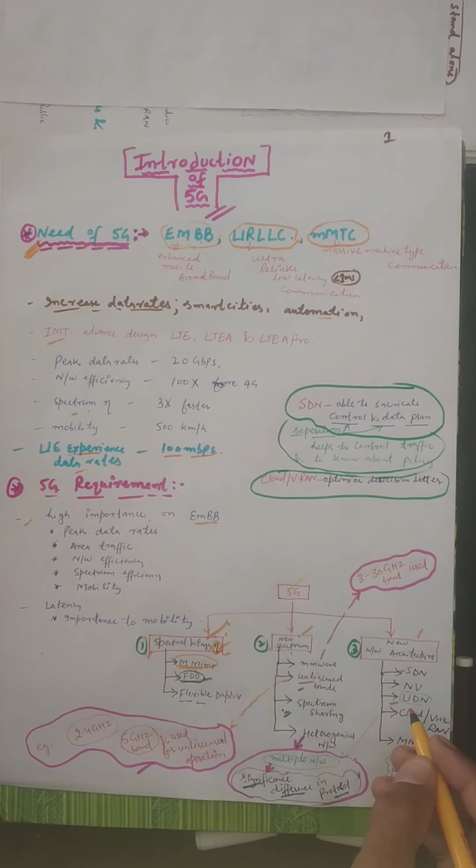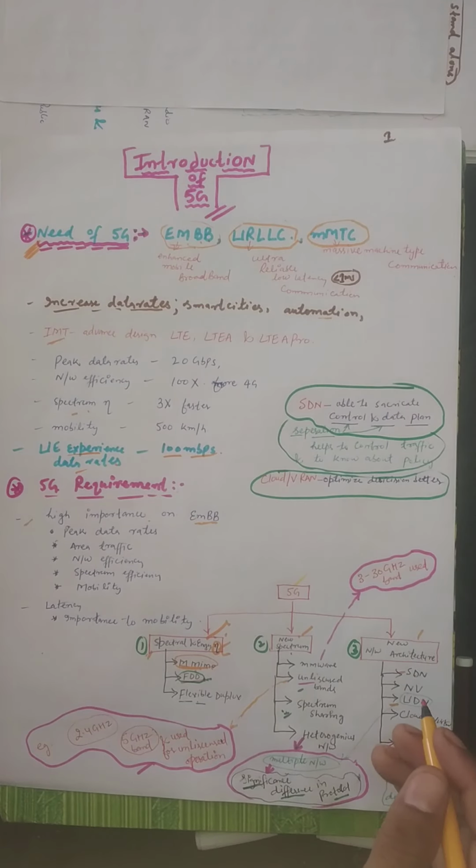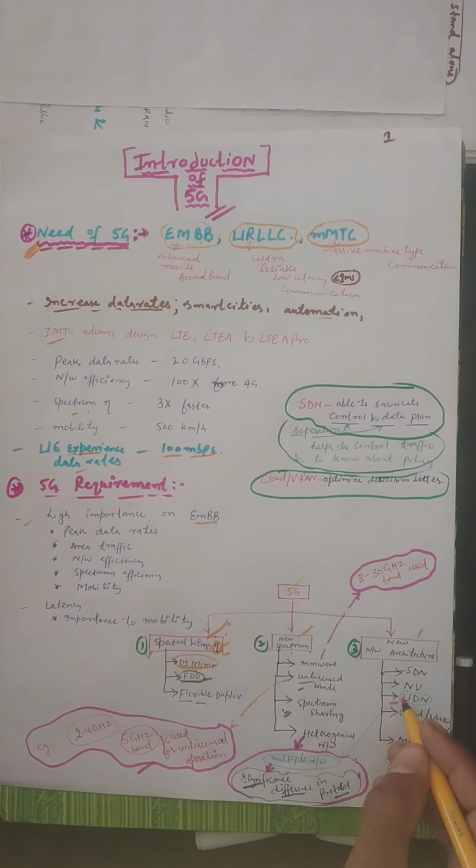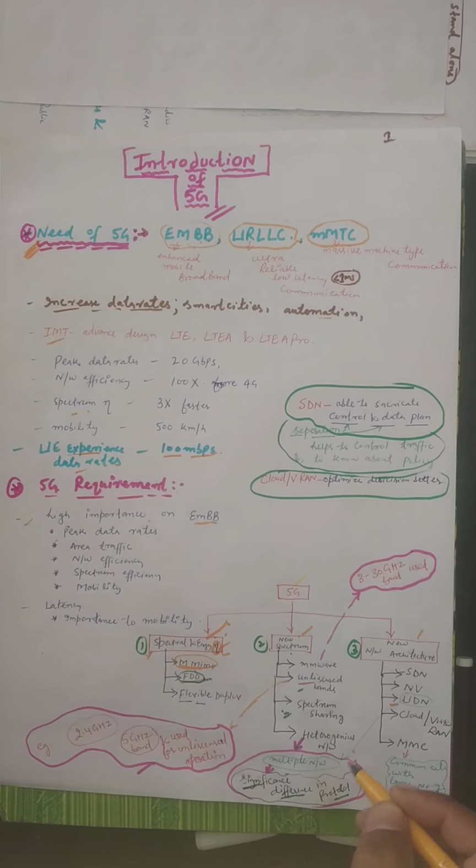The other one is the user defined network, UDN. Basically the user defined network is also the same as heterogeneous networks. In user defined networks there are multiple networks, and in every network the protocol has a significant difference.